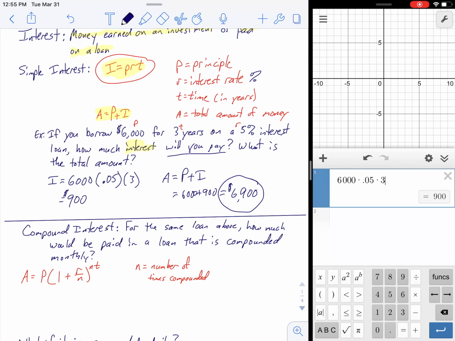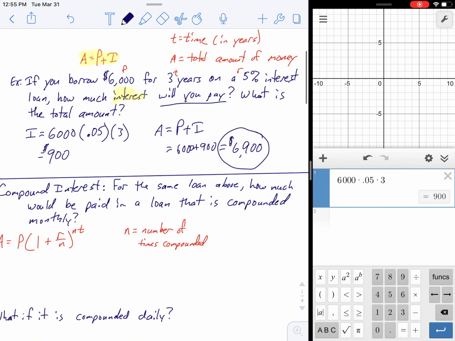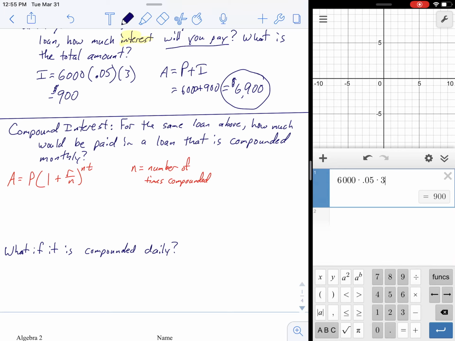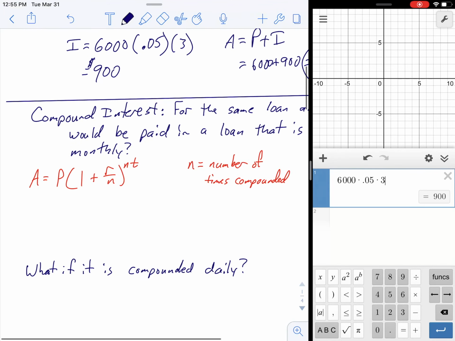What we're going to learn and what relates to exponential functions is called compound interest. So for the same loan above, how much would be paid in a loan that is compounded monthly? So there's a new formula here. It still has P for principal, R for rate, T for time, but it has a new variable, as you can see, N. And N stands for the number of times interest is compounded. So basically, banks learned that if you charge interest more often, you make more profit. So they structured these loans.